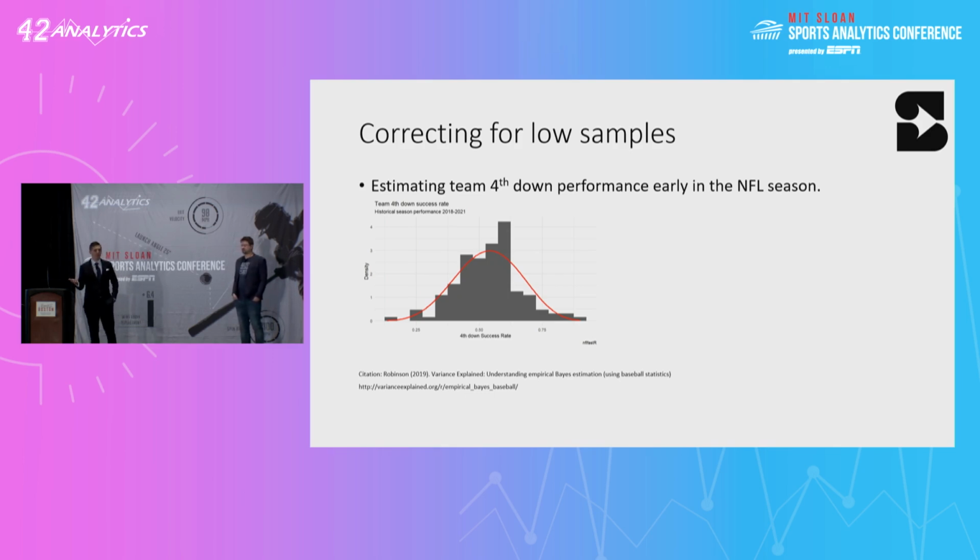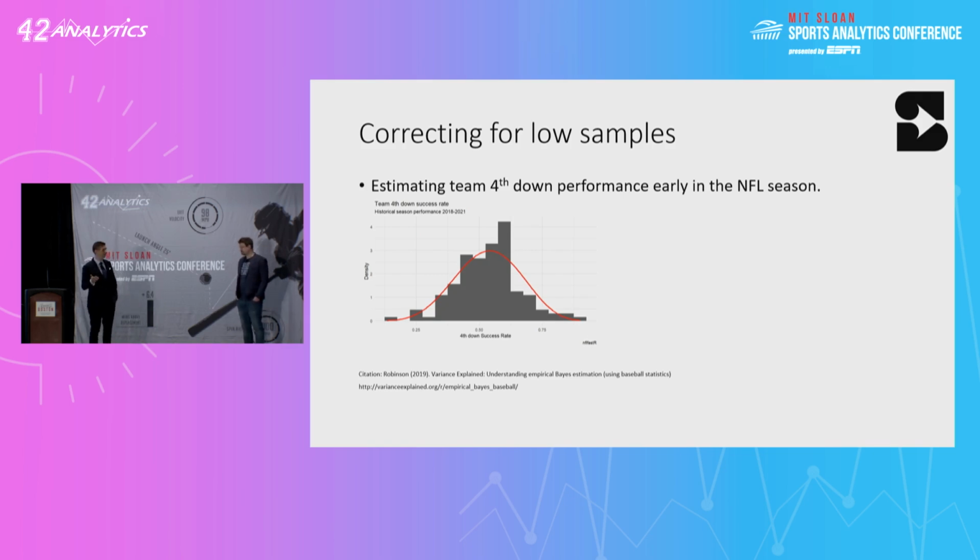And so what we do is we create a distribution that mimics what previous seasons' 4th down success rates look like, and then we can take these low samples and regress them back to that distribution and say, okay, we were 2 for 2, but we only have 2 samples, so we're very likely much closer to average than we are close to 100%. And this idea is used to correct for all sorts of low sample issues throughout the NFL. You can do the same thing for running success rates, passing success rates.